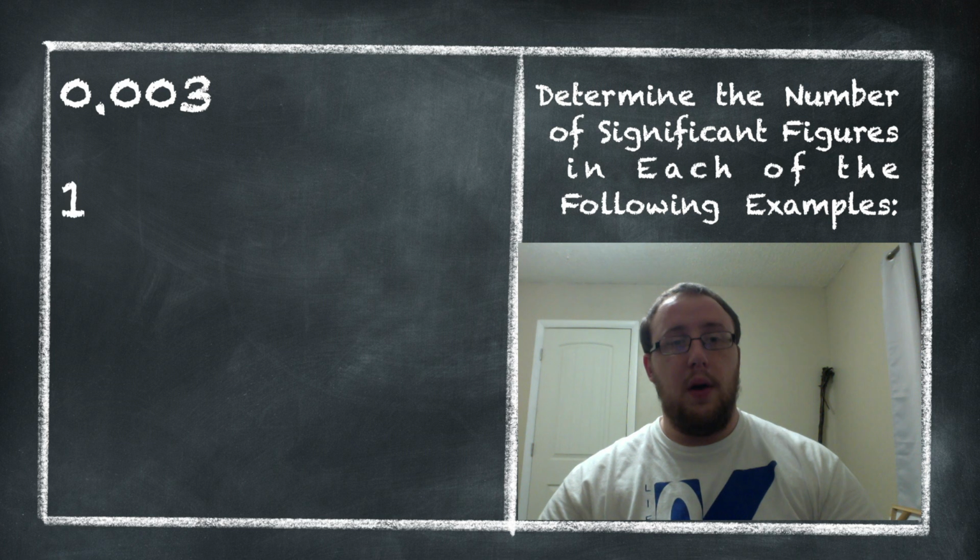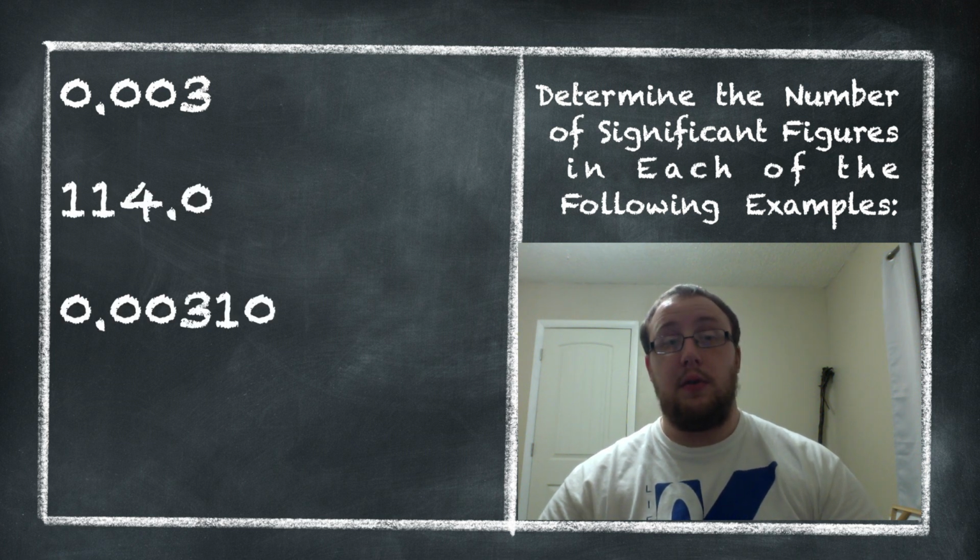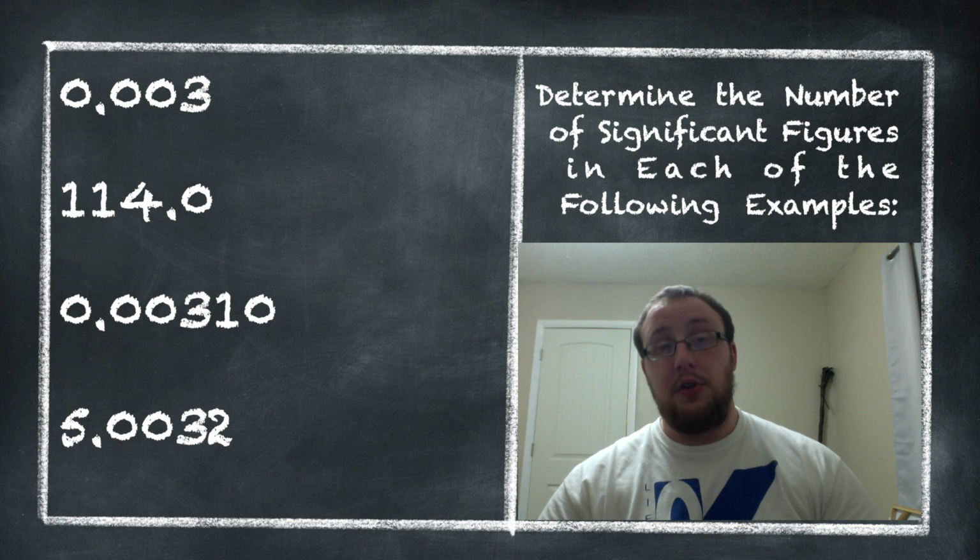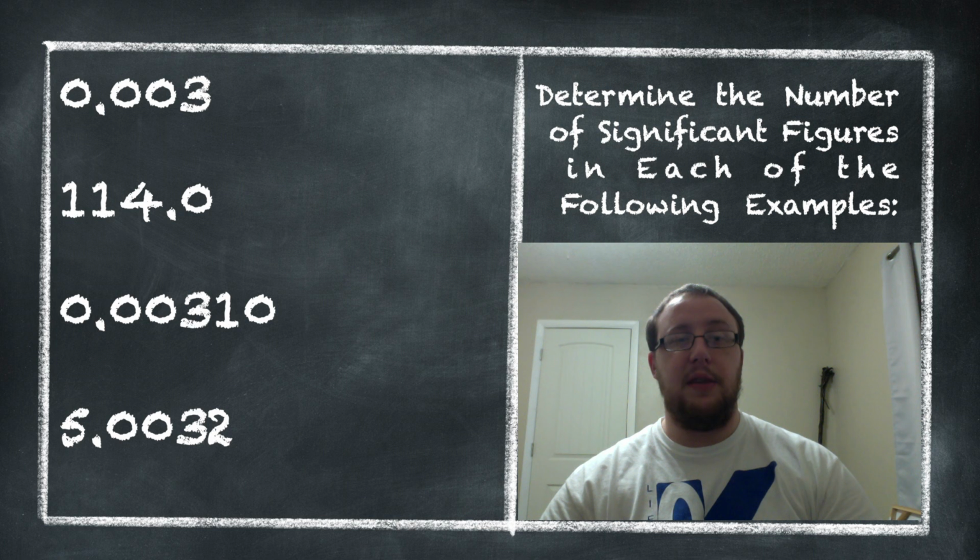0.003, 114.0, 0.00310, and 5.0032. If you want to try these on your own first, go ahead and pause the video now and attempt to figure out how many significant figures are in each of these examples.